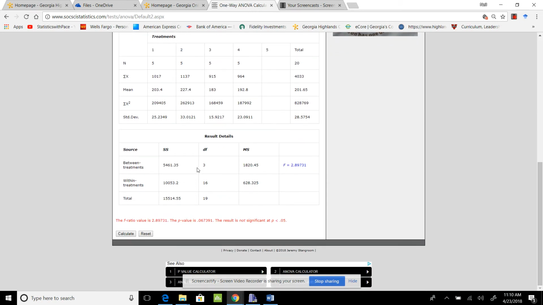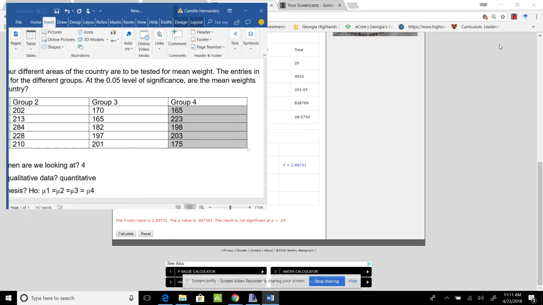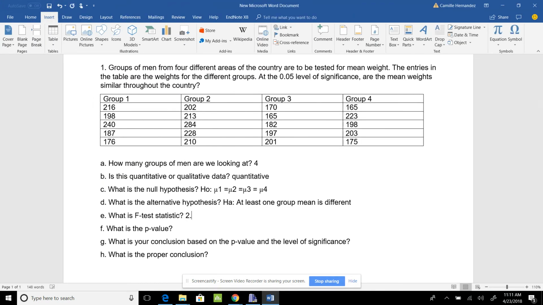Down here, this is the Anova table. Basically what this table tells me is I'm looking at the sum of squares between each mean, the degrees of freedom, and the mean squared. And this is within treatments, that's within each sample itself. The most important thing that I'm going to need is this F value of 2.897, or I could round up to 2.9, and the P value of 0.067. So I'm going to go back to where it asks for my F value, and we're going to put the F value as 2.90, and the P value as 0.067. It might ask for a different decimal place in the homework, so make sure to look.